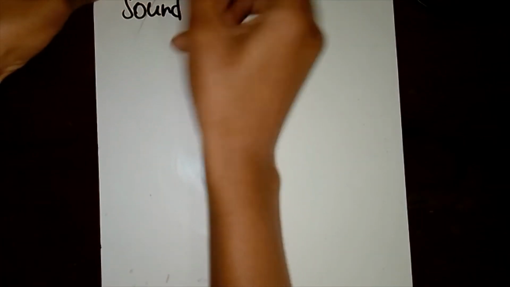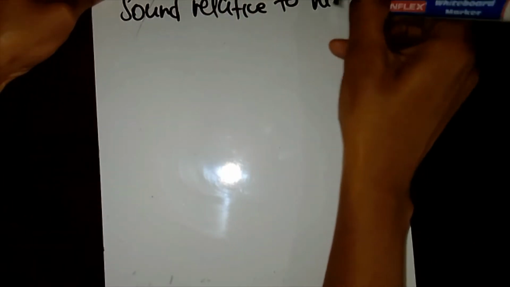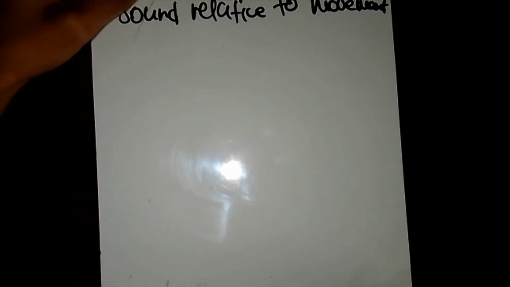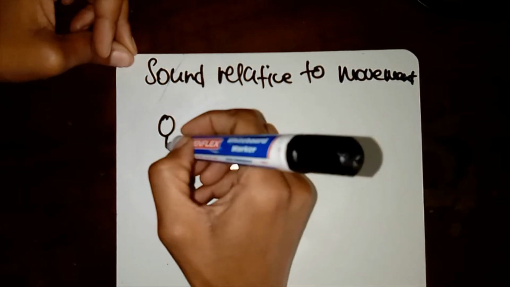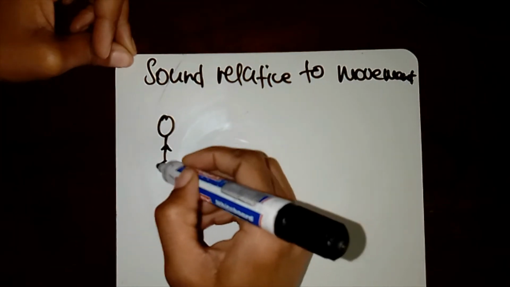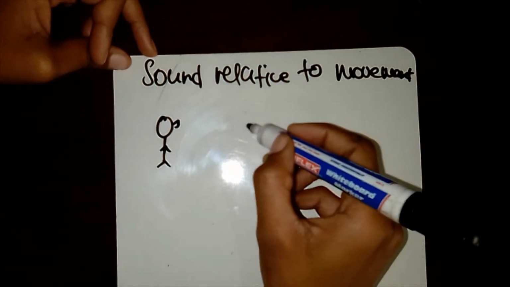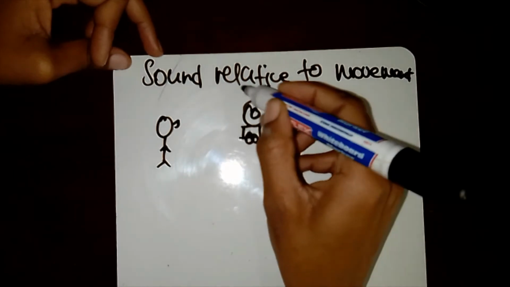So keeping everything that we have learned so far, let us now consider sound relative to movement. I think my handwriting is getting better as I'm making these videos. So now let us consider a situation where you are, we call you an observer or a listener. So you are listening, and then we have a car. There's a car with a huge speaker playing music.